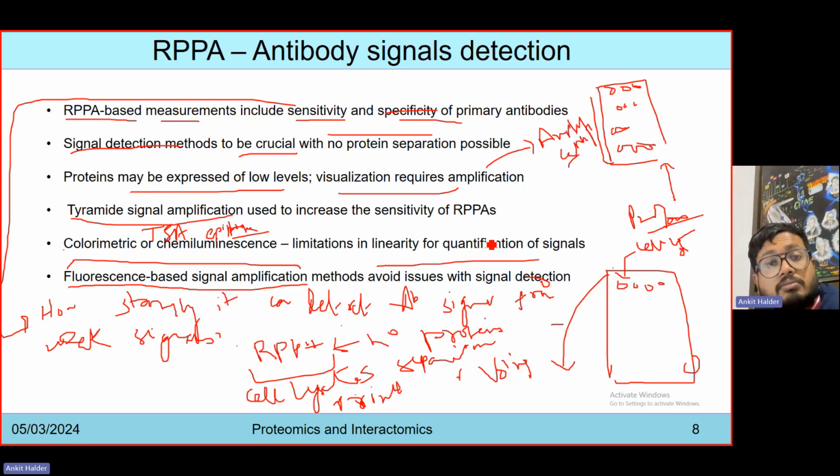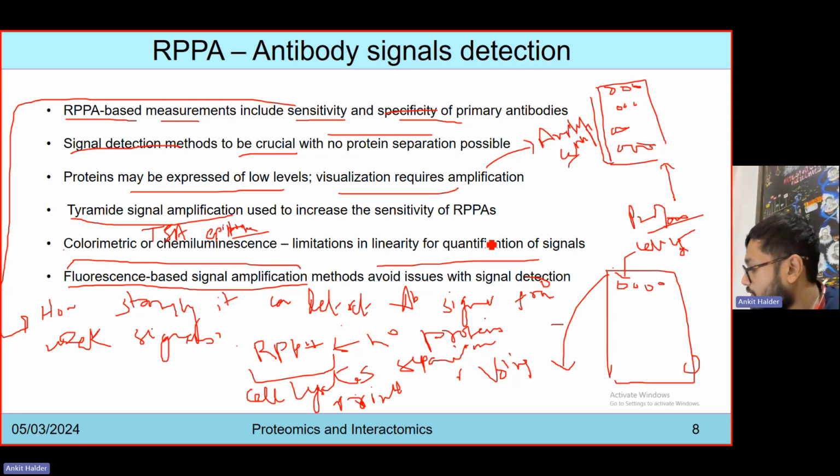So that's why proteins may be expressed at low levels, and that's why visualization might require certain kinds of amplification. Then dynamic signal amplification is used to increase the sensitivity of the reverse phase protein arrays, and colorimetric or chemiluminescence methods have certain limitations in linearity for the quantification of the signals. That's why fluorescence based signal amplification methods are used, which avoid issues with the signal detection.